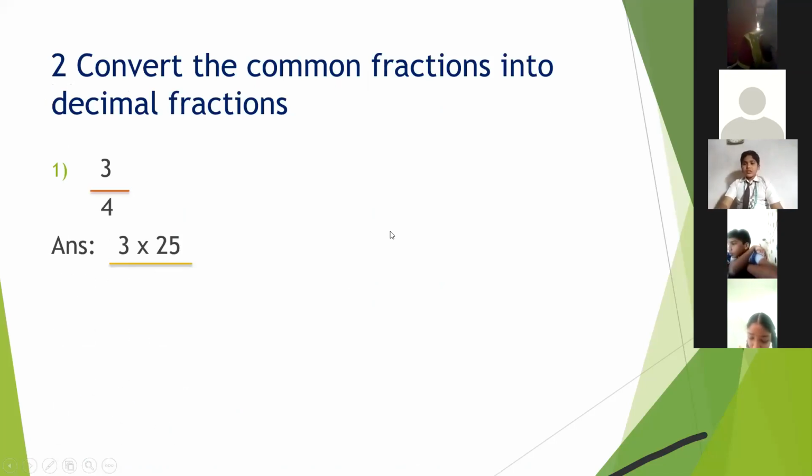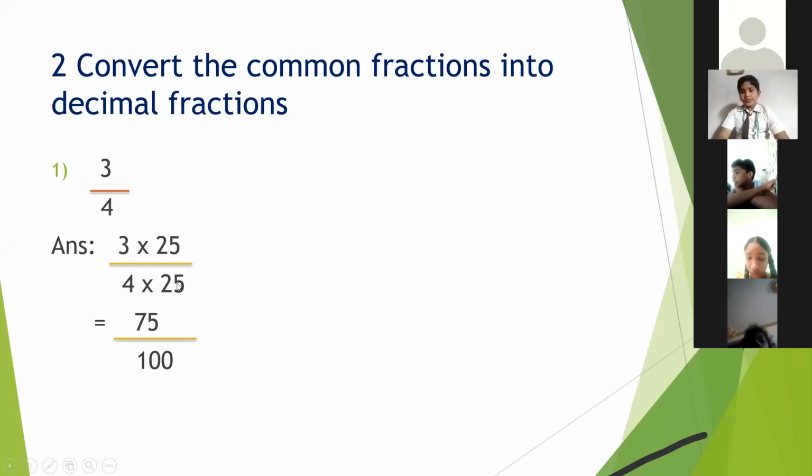For this question, what you will do? We will do the same. 3 upon 4. What you will do to get 100? So you will multiply this 4 by 25. As I have multiplied in denominator by 25, in numerator also I will multiply by 25. So 25 into 3, that is 75. 25 into 4, that is 100. So after 1, 2 zeros are given. So you will move 2 places. And then you will put the decimal over here. In front of that, you will write 0. Got it, everyone?